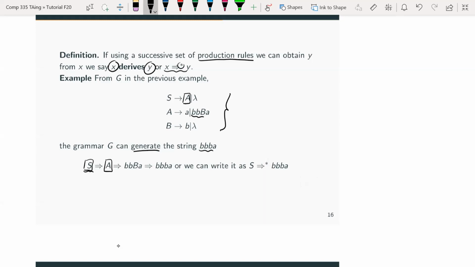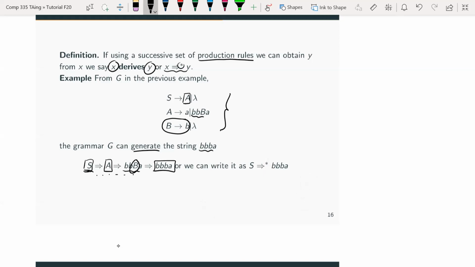Let me just say, I just have BB, BA, right? So S gives you A gives you BB, BA. And then you can replace B with a terminal, little b, using this production rule. And so here I see that S, through a set of production rules, can give me B cube A, right?